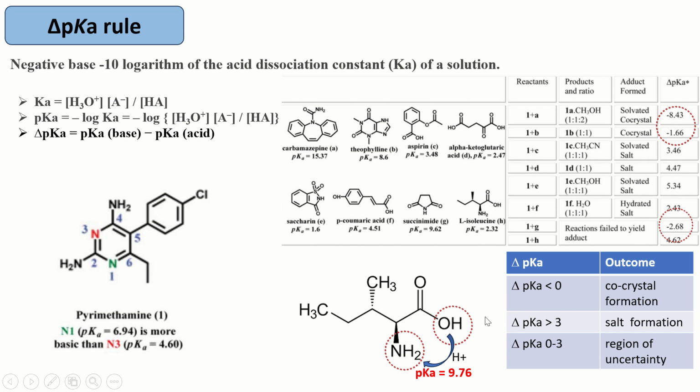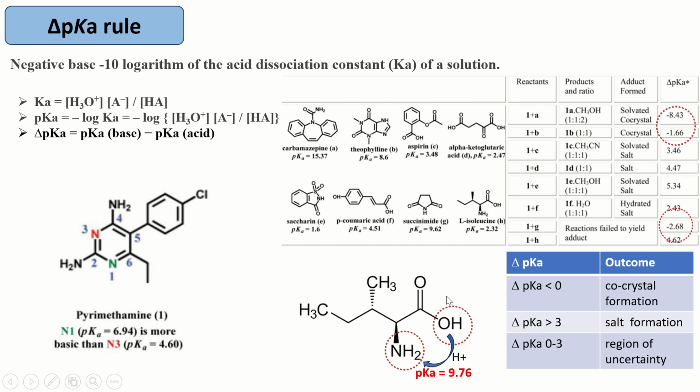Why? Because there is an internal protonation from the carboxyl group to the amide. So the proton transfers from OH to NH3, because the delta pK value of this nitrogen is 9.76. And as I said earlier, the atoms which have a greater pK value have a greater tendency to accept the proton. So that's why co-crystal will not form in case of succinamide. Okay.